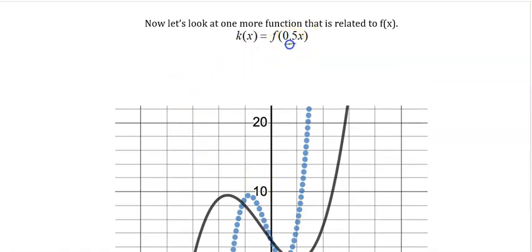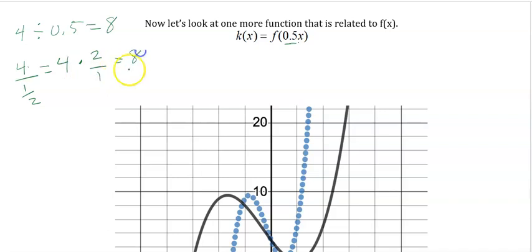Now, what if this number is less than 1? When you divide by 0.5, let's just take a number. Take the number 4, and divide it by 0.5. Now, I've already told you that because it's with the x, you do the opposite of what you would think to the coordinate. You're dealing with the x-coordinate. You're not going to multiply it by 0.5, though. You're going to divide it. When you divide 4 by 0.5, you actually get a bigger number. You get 8. It's 4 divided by a half. 0.5 is a half. And when you divide by a fraction, you take the top and you multiply by the reciprocal of the bottom. And that will give you your 8.